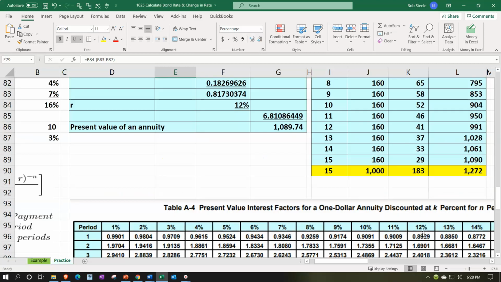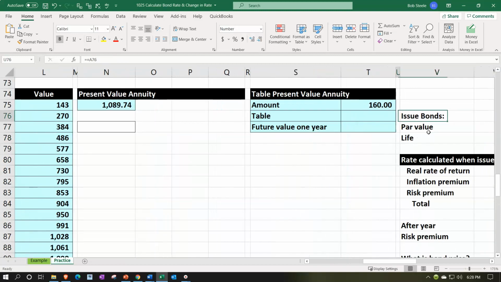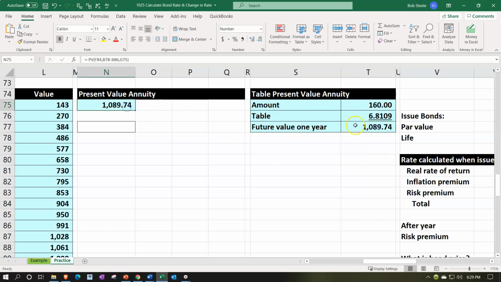6.8109. Then we'll take the 160 times the 6.8109 and we get that 1089.74. So same number here.